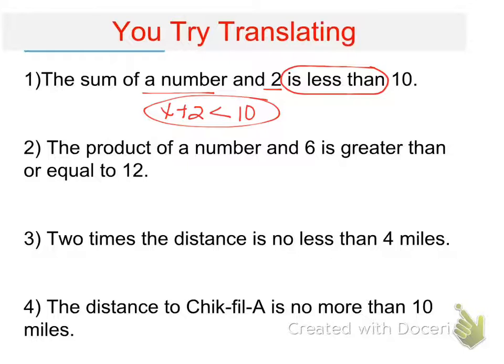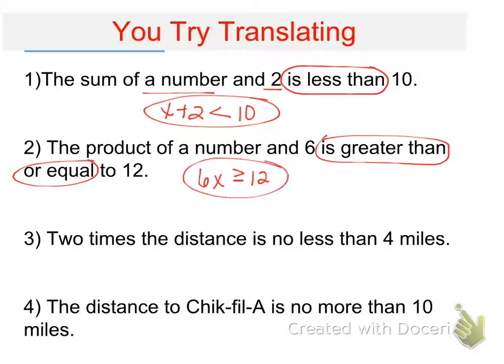Let's look at the second one. The product of a number and 6, what does that look like? 6x. Landa's on it today. Okay? Now let's look at the next part. Is greater than or equal to. Remember? The one that doesn't look like an L, so it's that one. And it's going to have a line under it to indicate that it could be equal to it. And then the number that goes there is 12. So 6x is greater than or equal to 12.